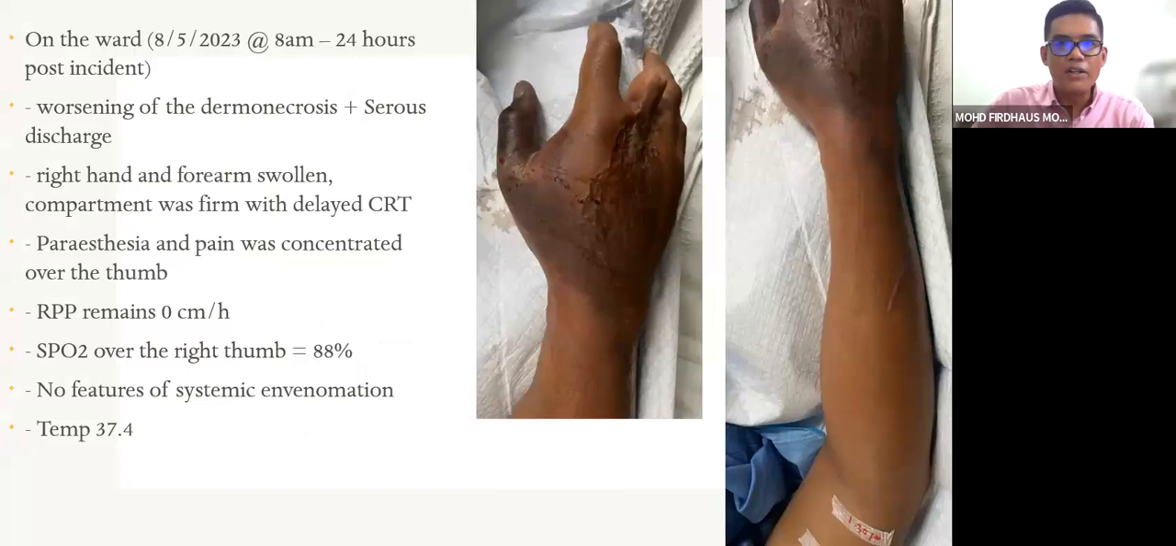On the ward, during the morning review on the 8th of May at 8 in the morning, exactly 24 hours post-incident, it was documented that the dermal necrosis was worsening with serous discharge observed. The right hand and the right forearm was swollen with firm compartment and delayed CRT over all fingers. According to the patient, the pain and the paresthesia was mostly concentrated over the tongue. Despite the persistent pain, the RPP remains zero. The documented saturation of the right thumb was only 88%. However, patient did not manifest any features of systemic envenomation at that point of time. And patient had a low grade temperature of 37.4 on the morning review. Next, please.